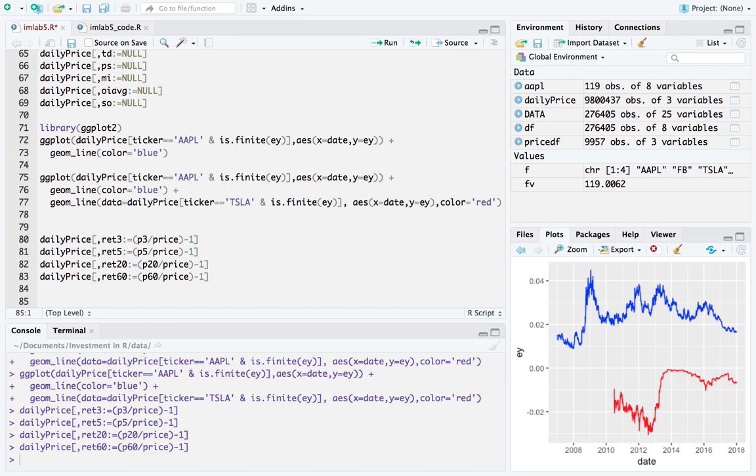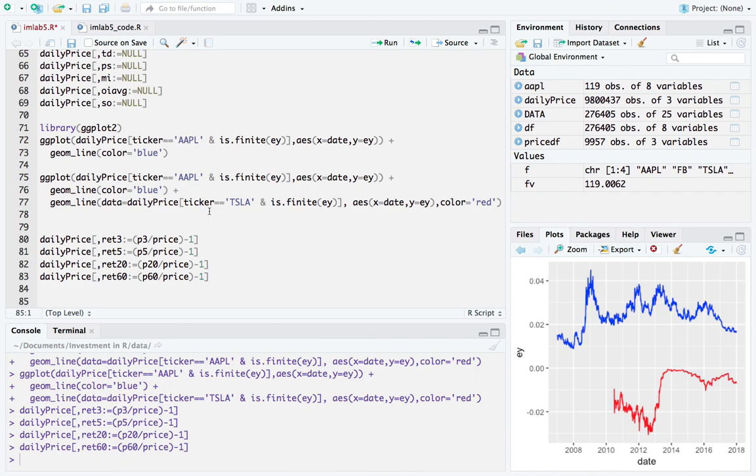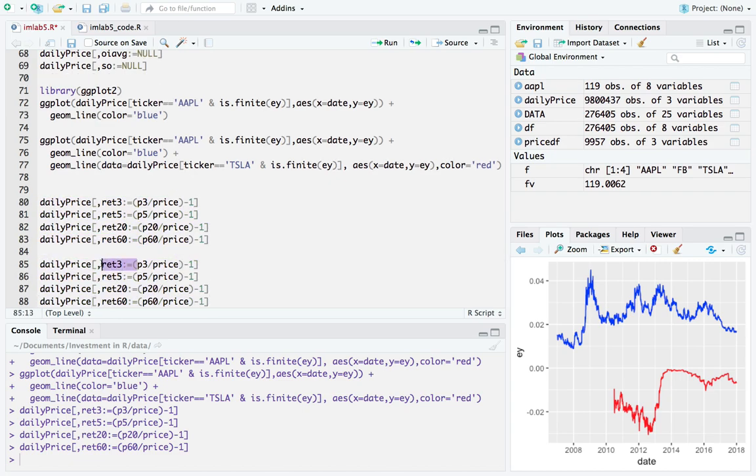And now that I have my returns, I didn't do this in my slides, but now I can get rid of these price columns. I don't need these price columns, right? So I'm going to go ahead and get rid of these price columns. I'll keep my original price, of course, but I'll get rid of the P3, P5, because I just needed them for purposes of calculating my returns. But now I have my returns, I don't need them.